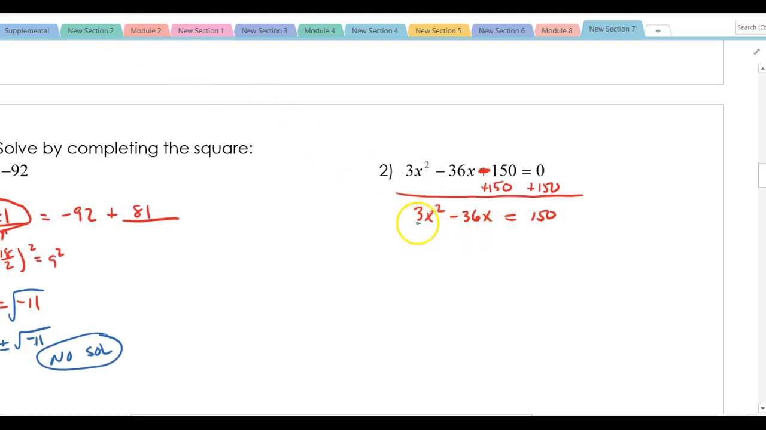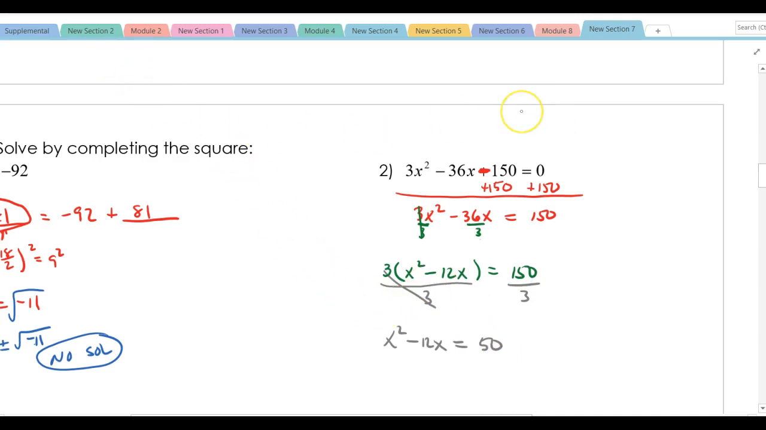But now, since there's a number in front here, I'm going to factor the greatest common factor out of these two terms. So that happens to be 3. So I'm going to divide each term by 3, right? The 3's cancel out here, leaving me with x squared minus 36 divided by 3 is 12x, and that equals 150. Now there's a couple of ways I could do this. I think the easiest thing to do next is get rid of the 3 by dividing by it. And that leaves me with x squared minus 12x equals 150 divided by 3 is 50.